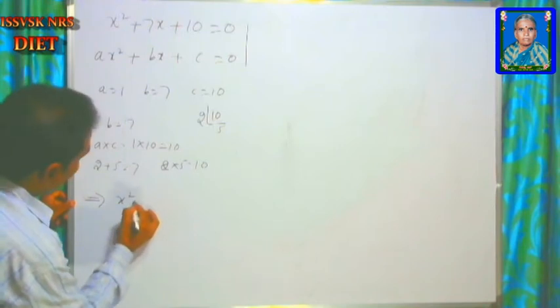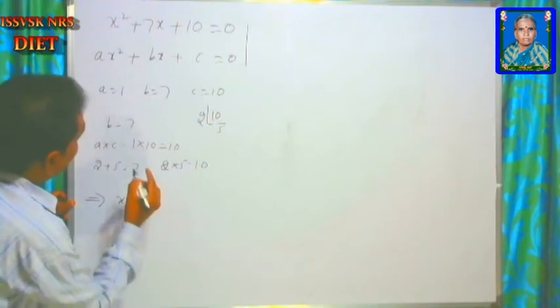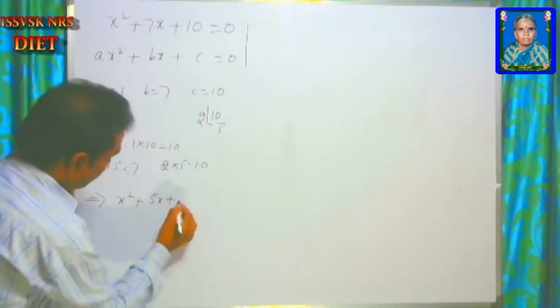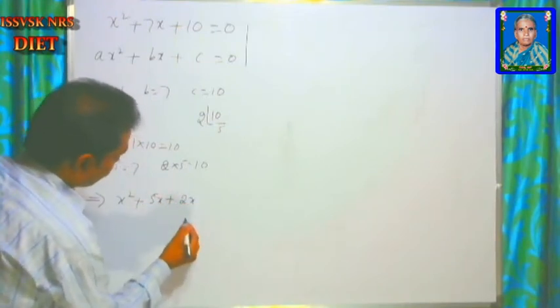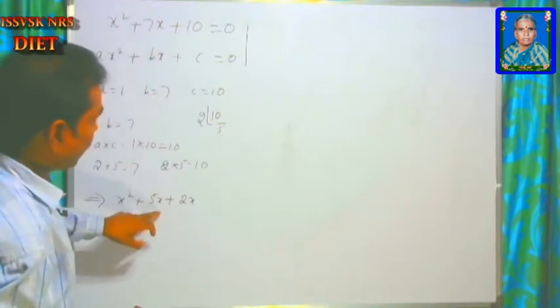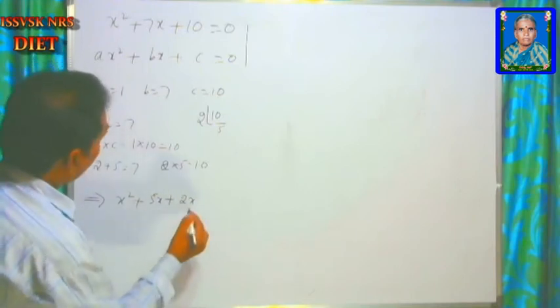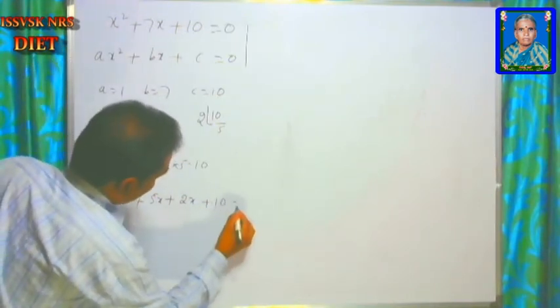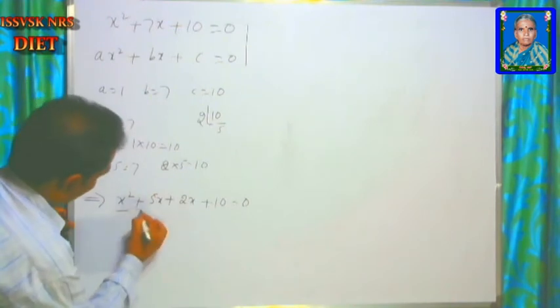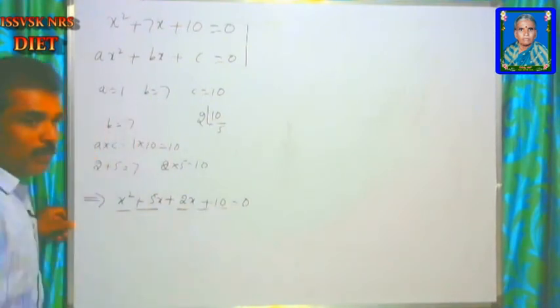x square plus, write 7x as 5x plus 2x. That is splitting 7x into 5x and 2x. That's all. Plus 10 is equal to 0. Make groups. This is one group. This is another group.